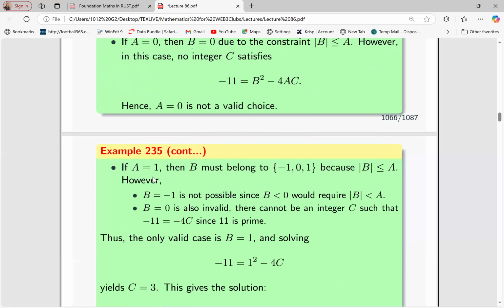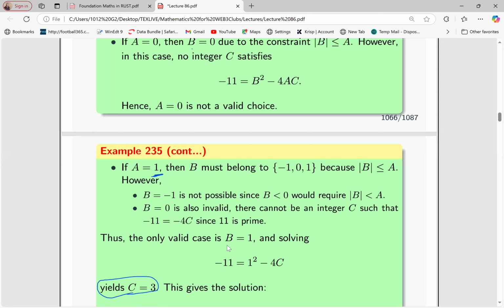So our A is 1. What about B? You come up with the possible scenarios of B, and then you disqualify some, those that will not give you an integer for C. So we arrive at C being 3.